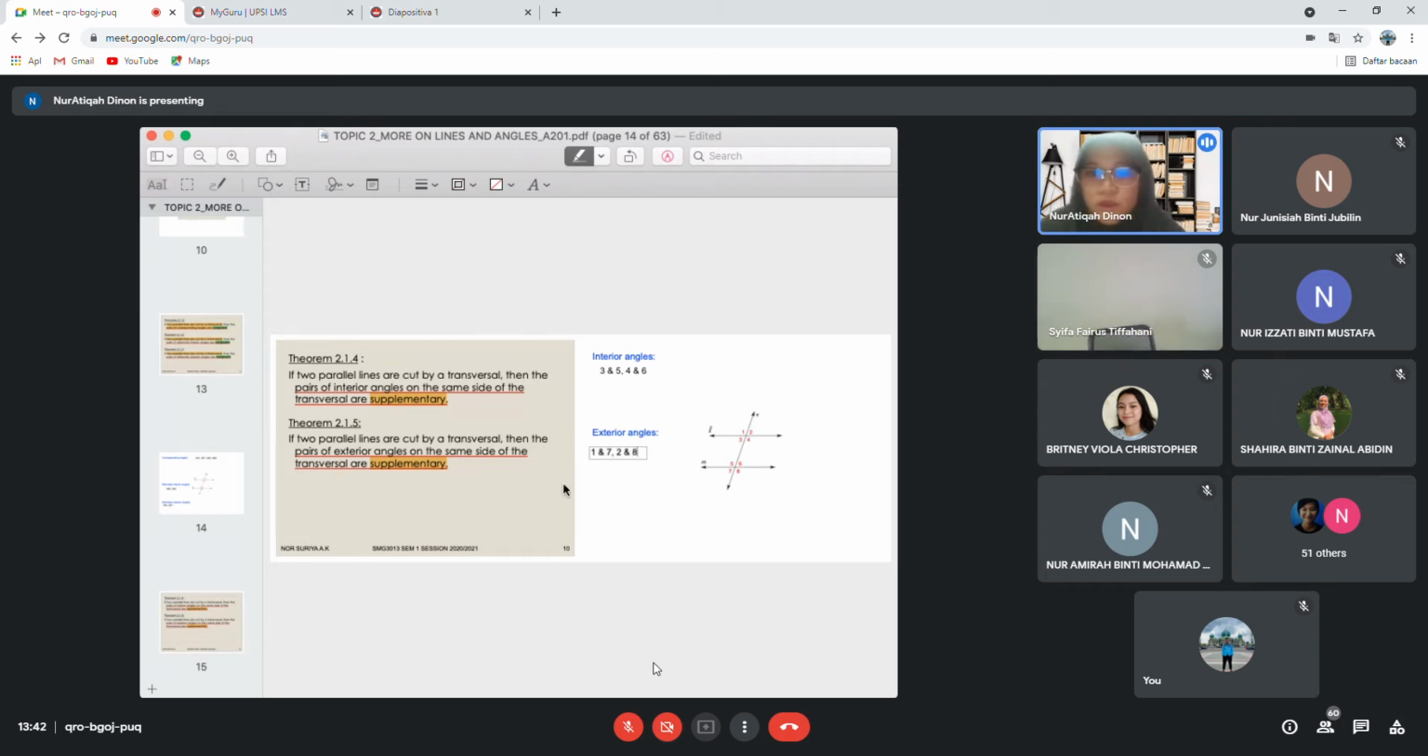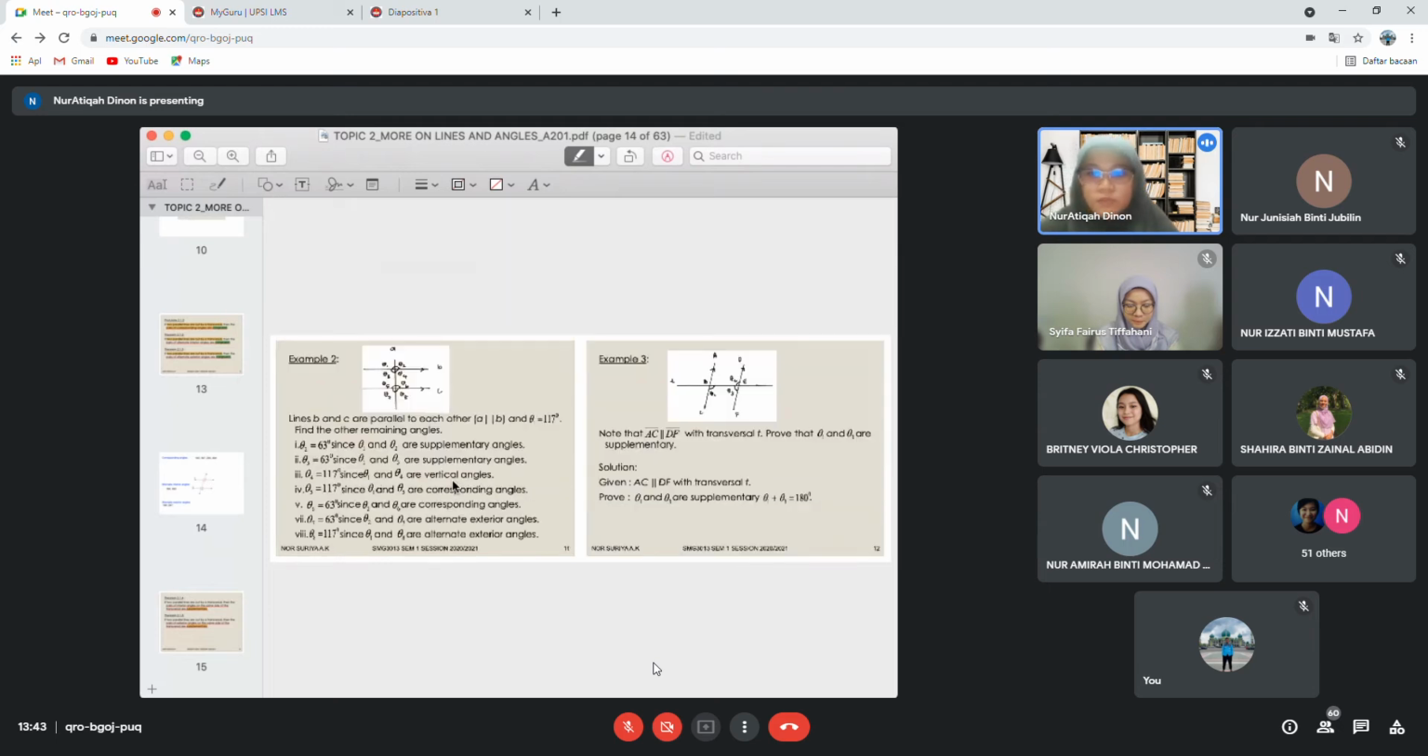When we talk about side, it's the side based on the transversal line. The transversal line here is V. The same side will be either the left side of the transversal line or the right side of the transversal line. That's why we got 1 and 7, because both are on the left side of the transversal line, and 2 and 8 on the right side. Same goes for the interior.